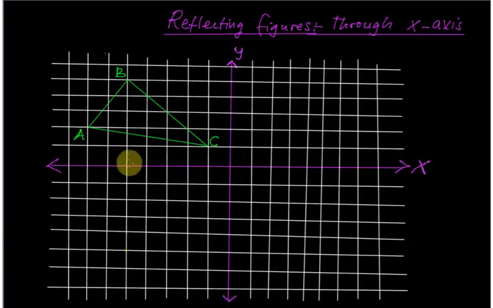So this x-axis here is our mirror. Now when we reflect, as you see here, the distance from the mirror to this point will be the same as the distance from the mirror to the image point. Now see how we reflect things here.